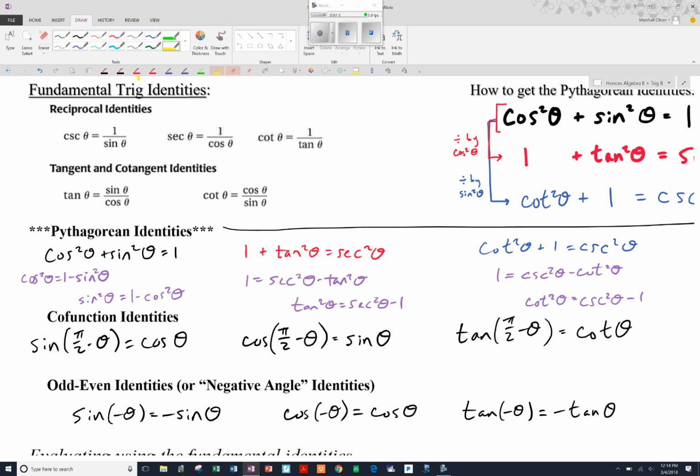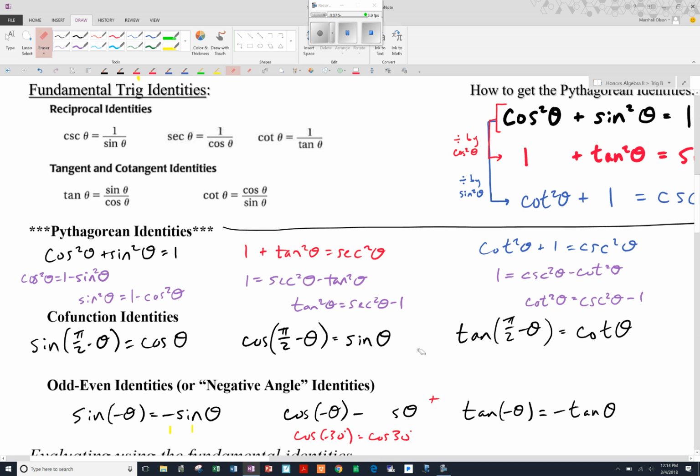And the odd and even identities are telling us that the sine of a negative angle is the opposite of the sine of the positive angle, whereas the cosine of a negative angle is the same as the cosine of that same angle. For example, you don't have to write this in your notes, but the cosine of negative 30 degrees would be the same as the cosine of 30 degrees, because negative 30 is in the fourth quadrant and 30 is in the first quadrant. They both have the same reference angle, and cosine is positive in both spots. So that's an example of why there's no negative there.